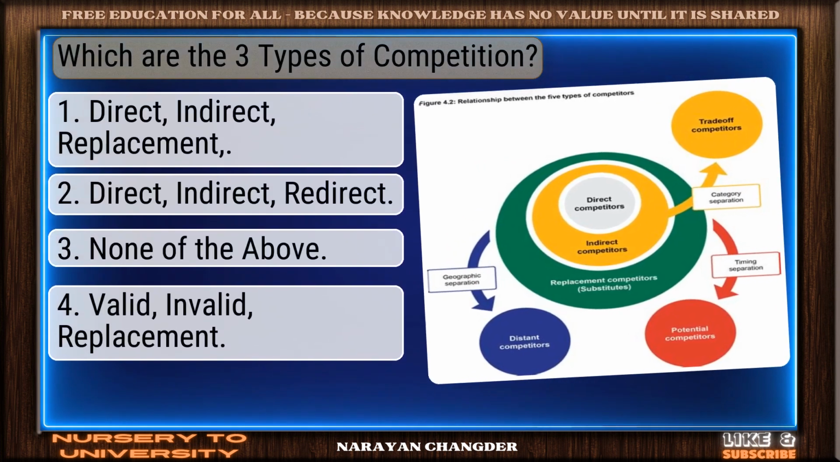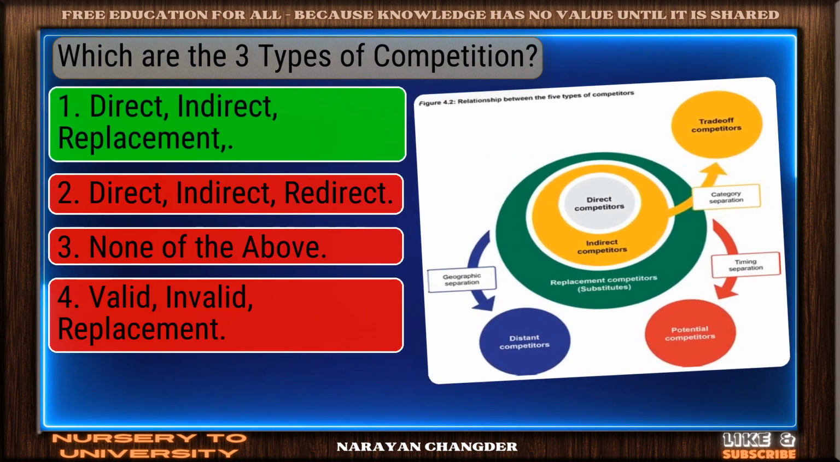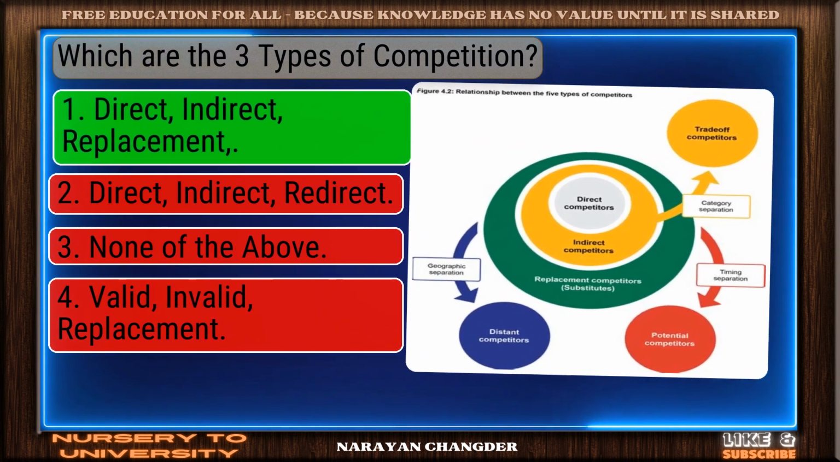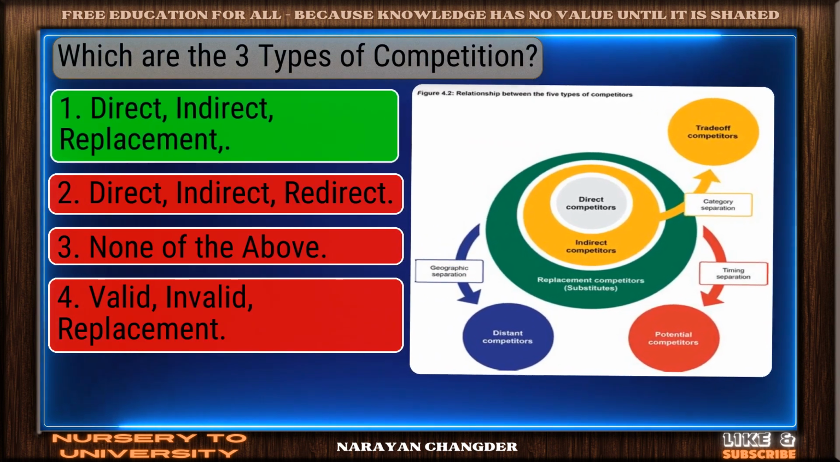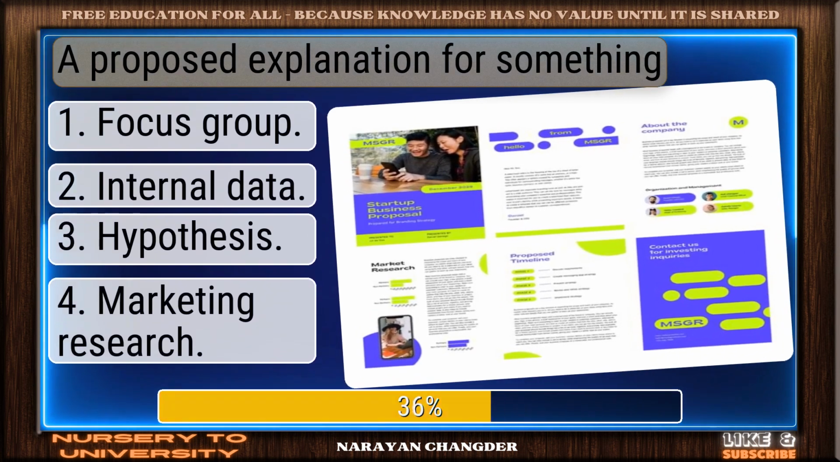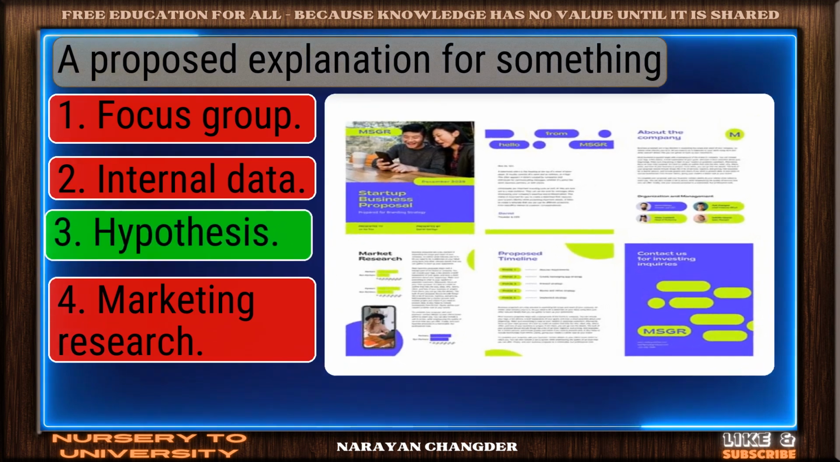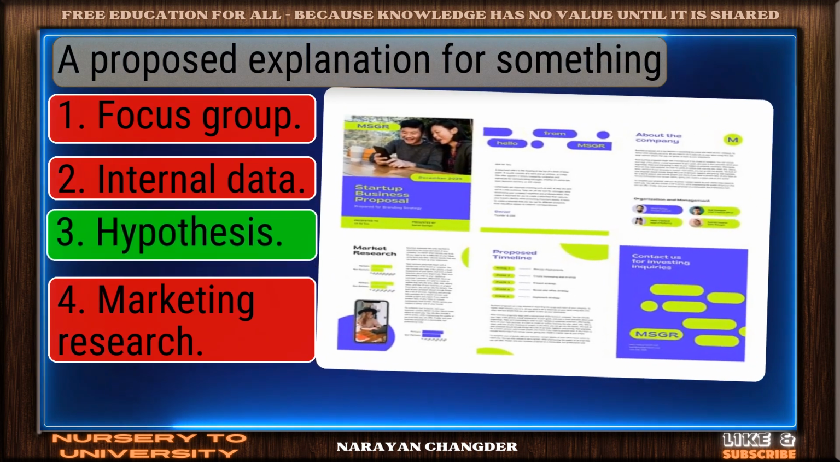Which are the 3 types of competition? Exactly. Direct-indirect replacement makes sense and it is right choice. A proposed explanation for something. Clear logic. Your choice hypothesis is sound and 100% true.